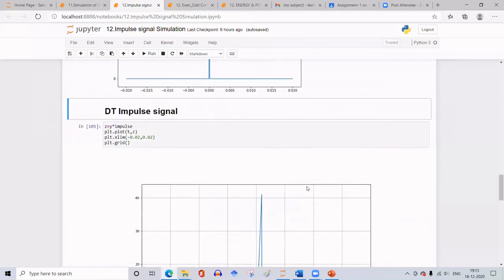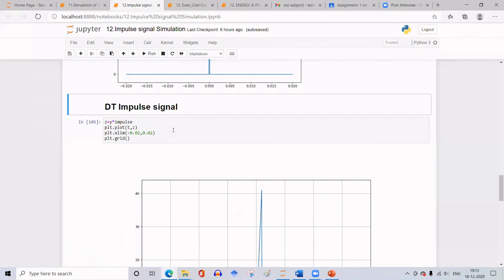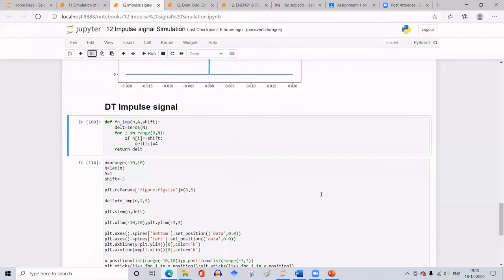So what is the discrete time impulse? It is a signal appearing at n equal to 0 of height 1. Or if it is an impulse of a certain strength, that is what. So here I am trying to change our step signal definition to suit the impulse signal. So what was the step signal definition? fn underscore step, and the discrete time step has variables n, the amplitude and the shift.